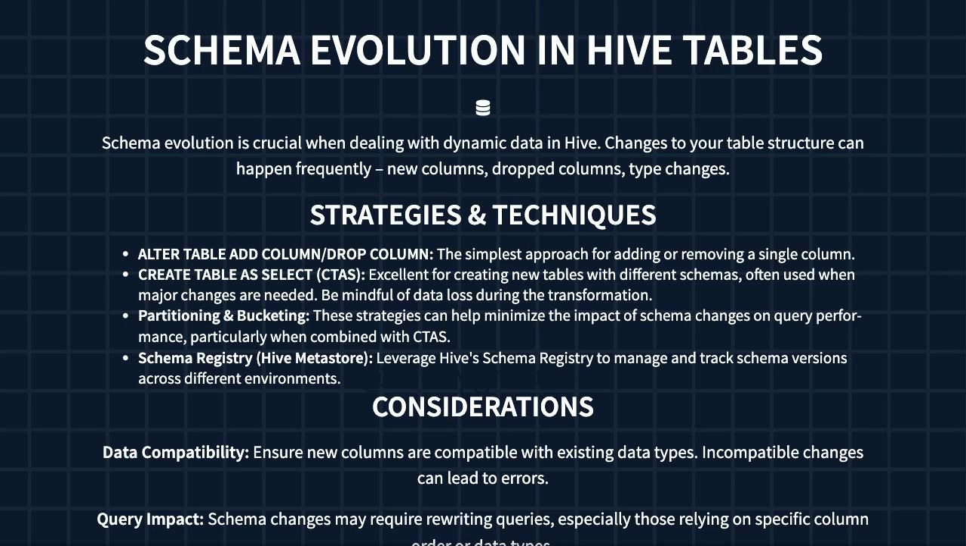If you need more significant changes, like completely restructuring a table, create table as select, a CTAS, is your friend, but be aware of potential data loss. Partitioning and bucketing can help too, especially when combined with CTAS to minimize performance issues. And finally, using Hive Schema Registry is fantastic for keeping track of all those schema versions across different environments, making it easier to manage everything.